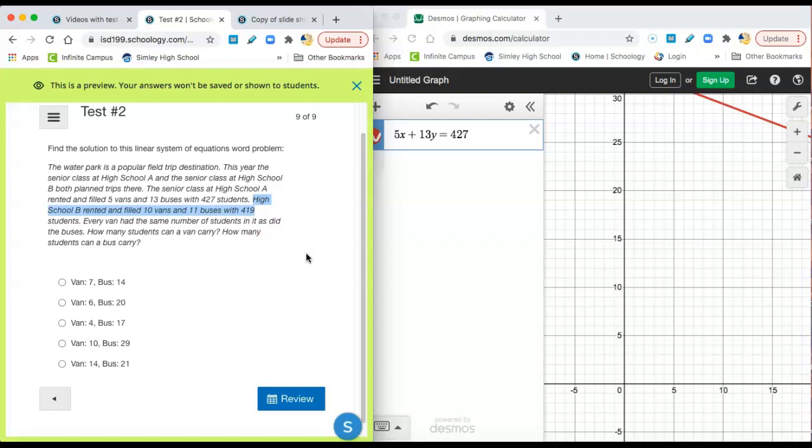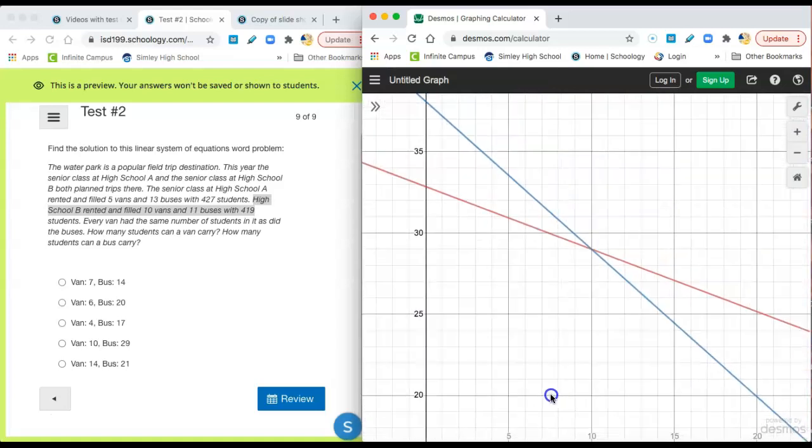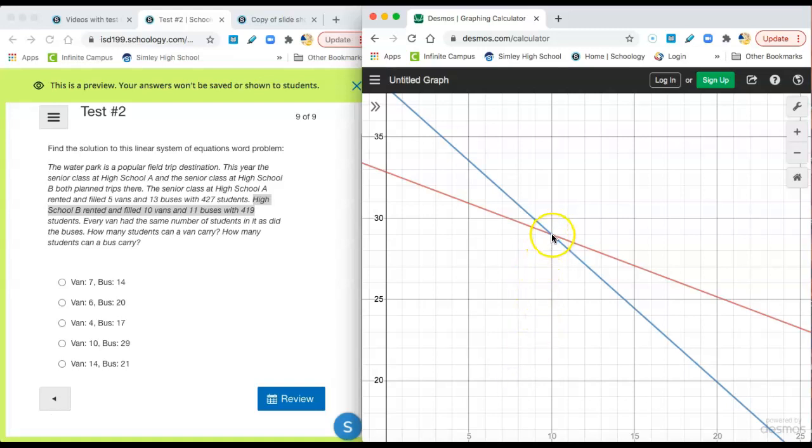They rented and filled 10 vans. And 11 buses. Wow. And they had 419 students. Okay. Well, let's get rid of this. Where'd they cross? Right there. All right, so 10 fit in a van, 29 fit in a bus.